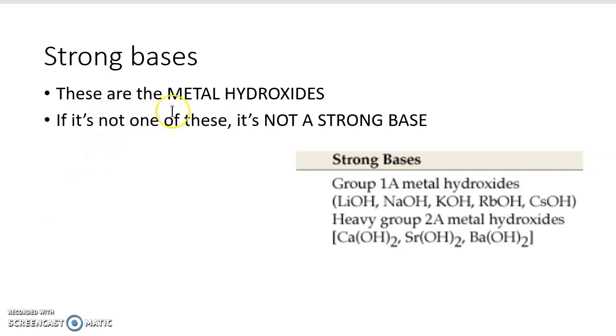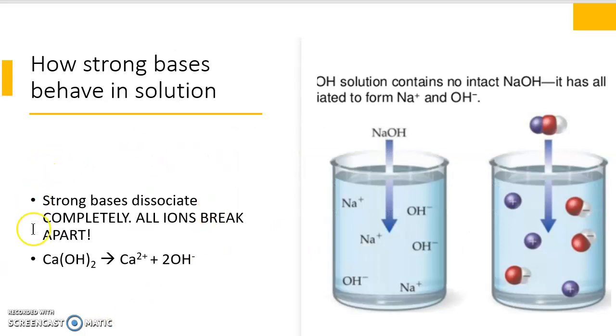Strong bases, on the other hand, are more straightforward. They're going to be metal hydroxides, and it's not every single one. It's these. These metal hydroxides are the only ones that will be a strong base. If it's not one of these, it's not a strong base. Okay? And when they dissociate, it's also complete dissociation. All your ions will break apart. So you really have to pull in that knowledge about ionic compounds and dissociation.